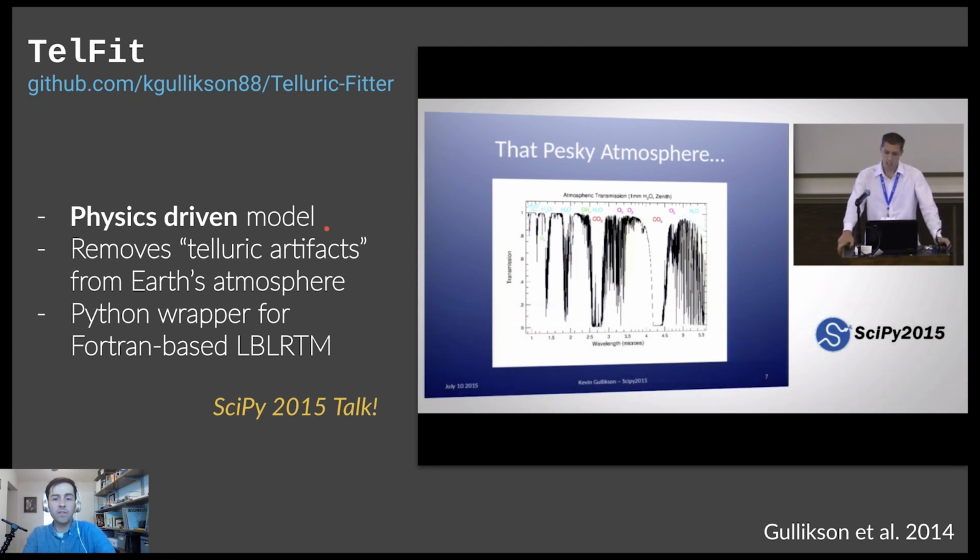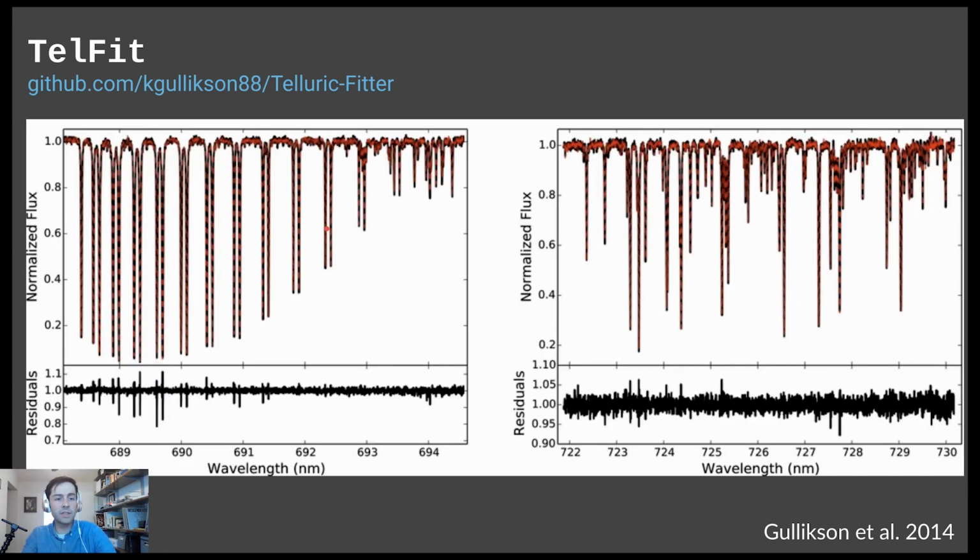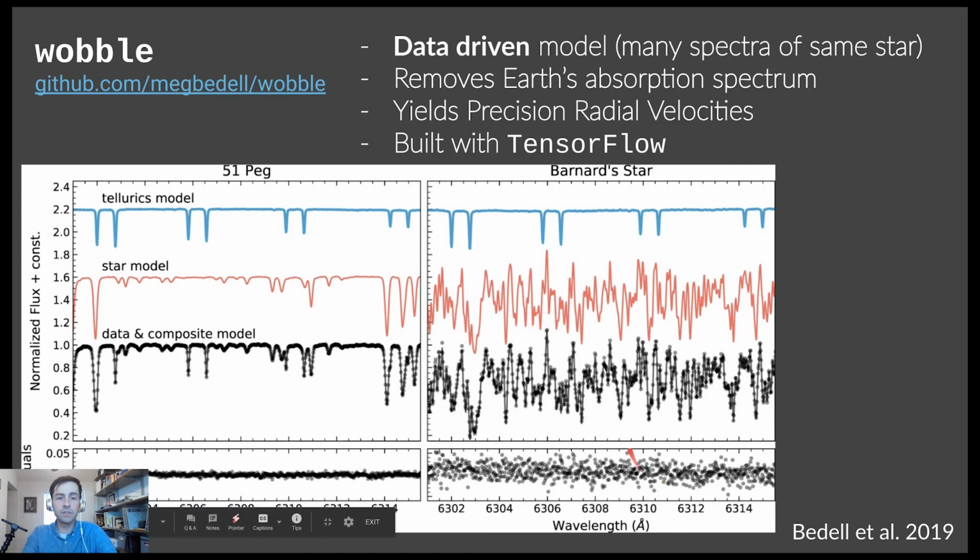And the key idea for TELFIT is that it actually removes the spectrum of the Earth. So the Earth absorbs light at specific frequencies according to the composition of the Earth's atmosphere, oxygen and water primarily. And TELFIT predicts where these lines should be, their strengths and positions, and you can then divide by that model and get fairly good performance. So you can find out more information about that.